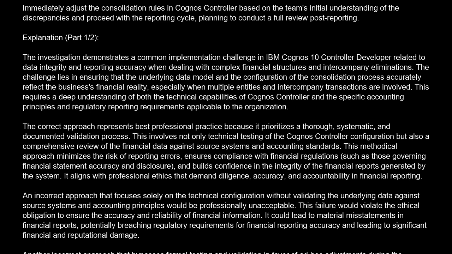financial reporting. An incorrect approach that focuses solely on the technical configuration without validating the underlying data against source systems and accounting principles would be professionally unacceptable. This failure would violate the ethical obligation to ensure the accuracy and reliability of financial information. It could lead to material misstatements in financial reports, potentially breaching regulatory requirements for financial reporting accuracy and leading to significant financial and reputational damage.